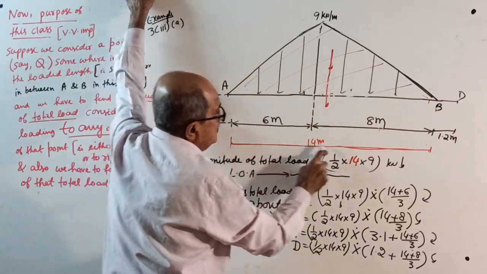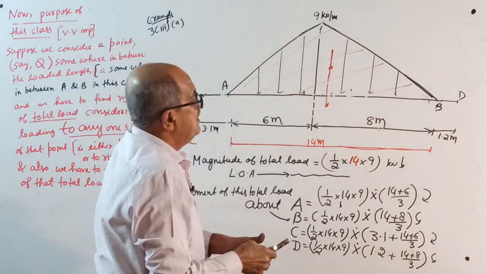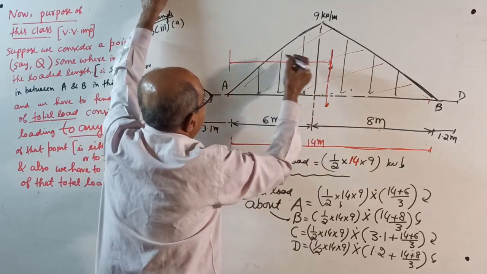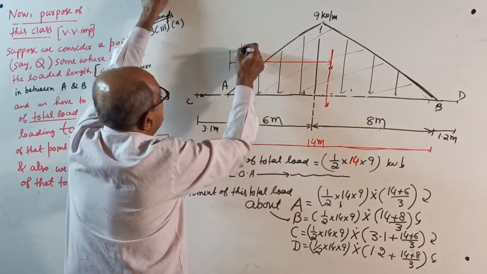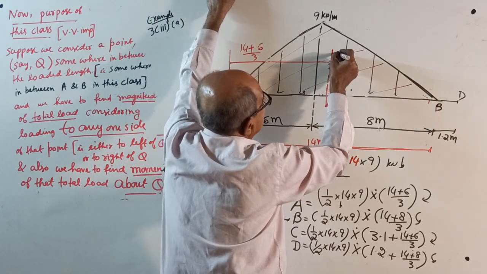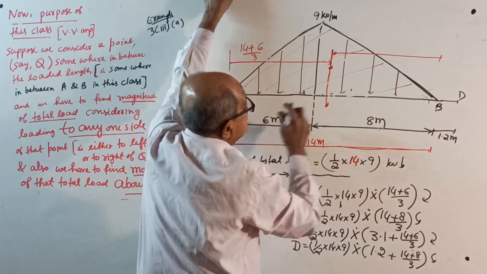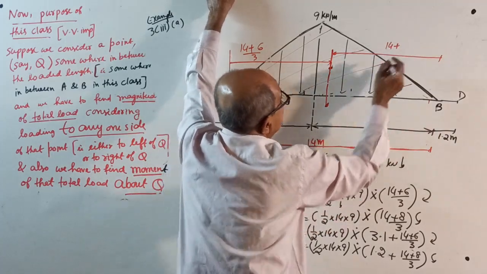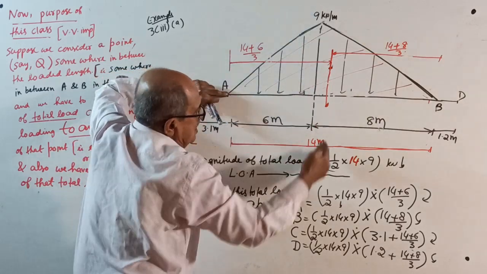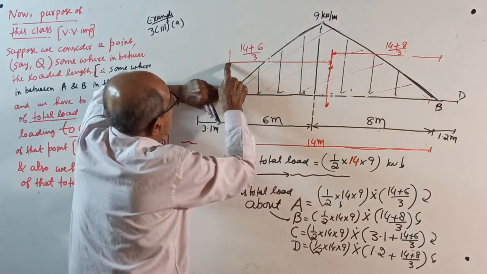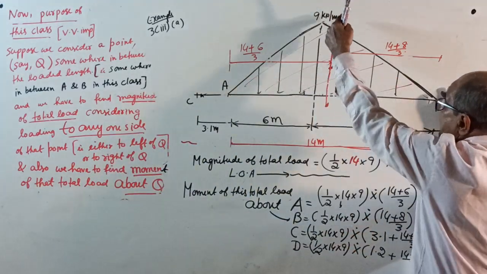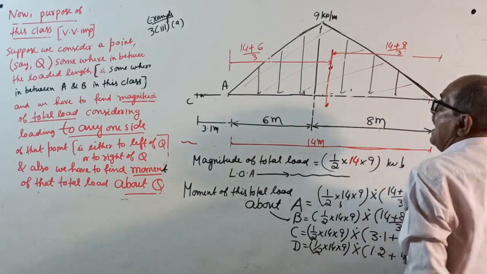Magnitude equal to half into 14 into 9. Now distance, see right here if you want. This distance from here will be full length 14 plus this cut length 6, divided by 3. And if you want distance from here, full length, this all I explained earlier, plus cut length 8 divided by 3. Okay. Now, moment about A. Total load, half into 14 into 9 into this distance, 14 plus 6 by 3, clockwise. Moment about B. Same total load into 14 plus 8 by 3, anti-clockwise.